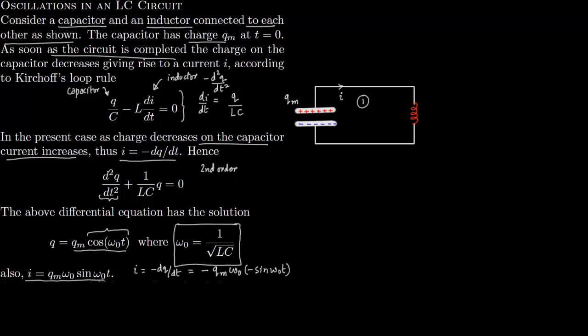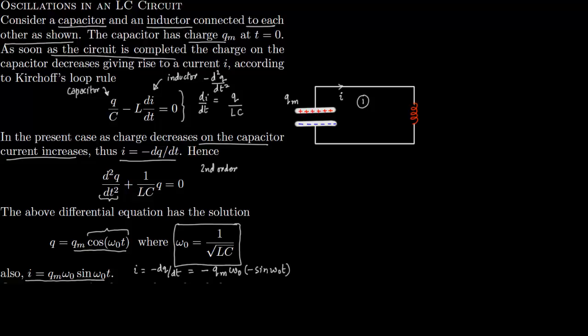So this is what the current is. Now you can see the charge is cos of omega naught t, and I is sine of omega naught t. And you know that cosine and sine move in opposite directions. So when sine is maximum, when sine is 1, cosine is 0, and so on. So this means that there is oscillation between the charge and the current. So you have cosine here and you have sine here. So when time is 0, sine is 0, but cosine is 1, and so on.